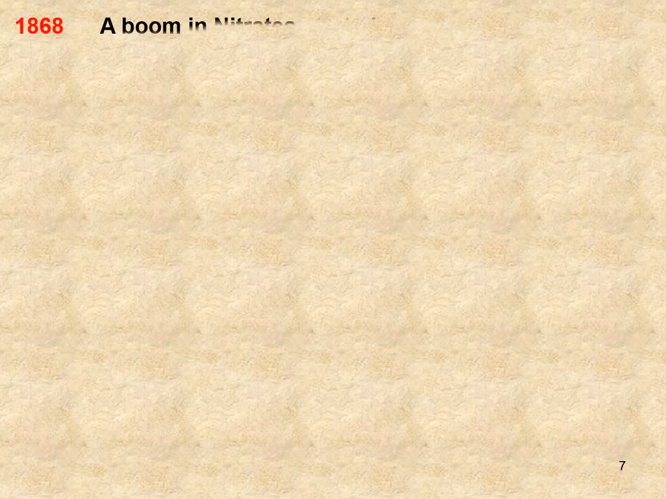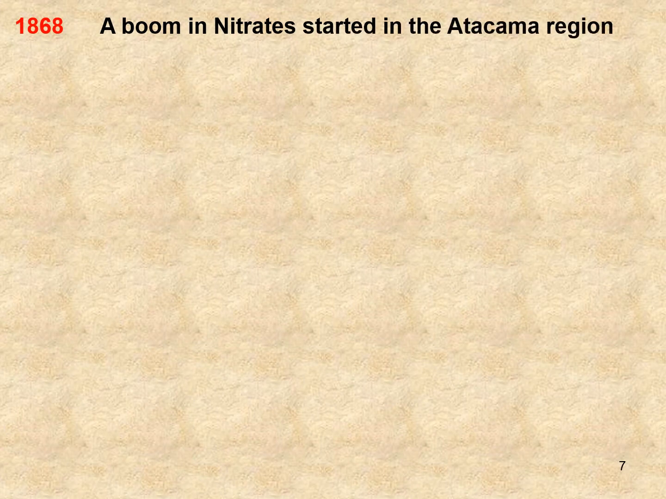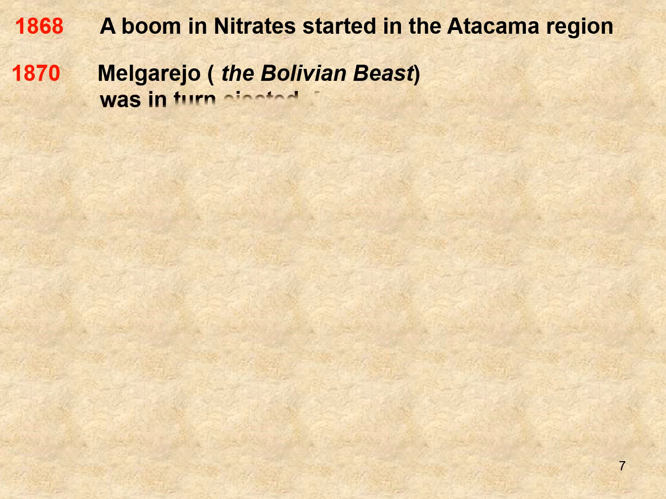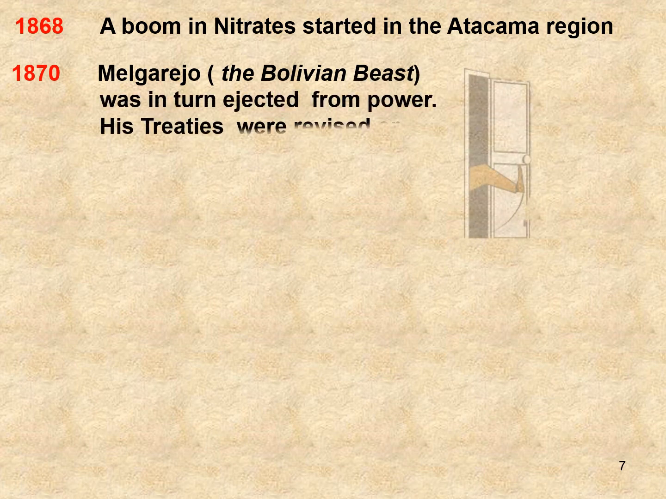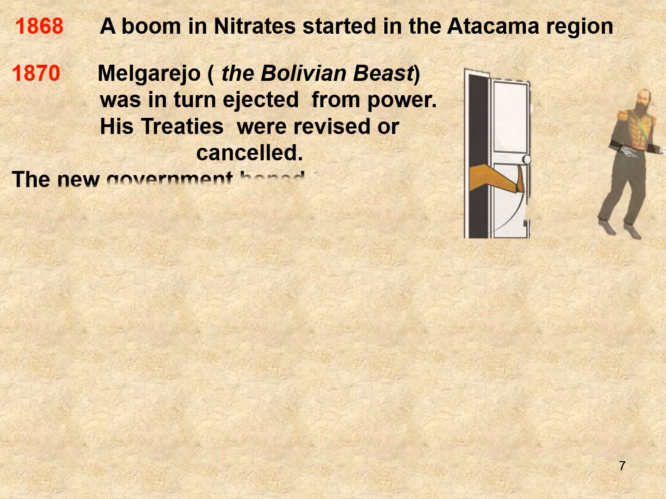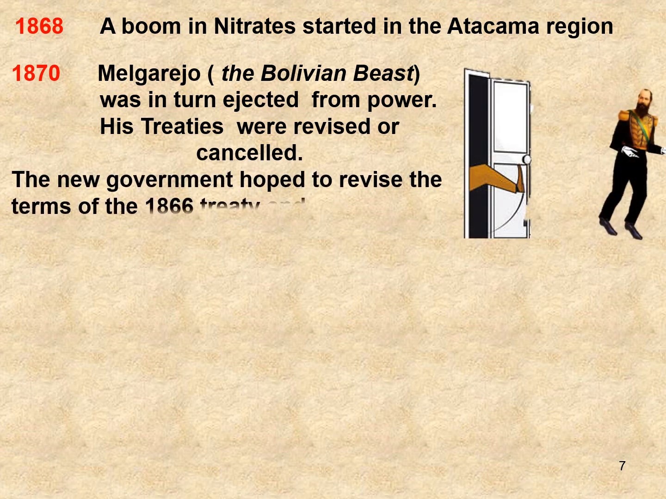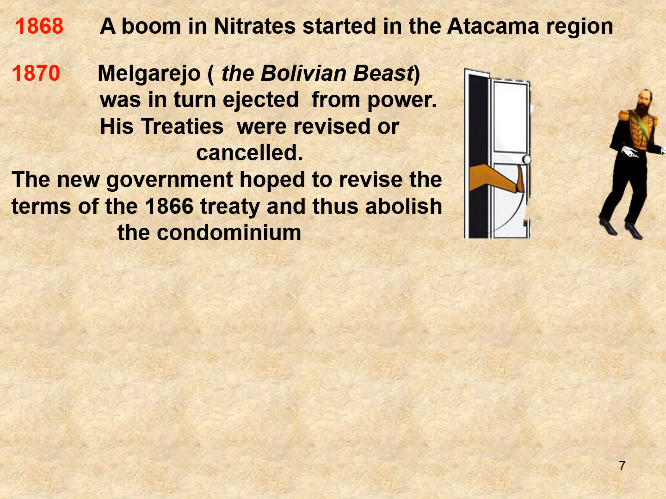In 1868, a boom in nitrates started in the Atacama region. In 1870, Melgarejo, nicknamed the Bolivian Beast, was in turn ejected from power. His treaties were revised or cancelled, and the new incoming government hoped to revise the terms of the 1866 treaty and thus abolish the condominium.